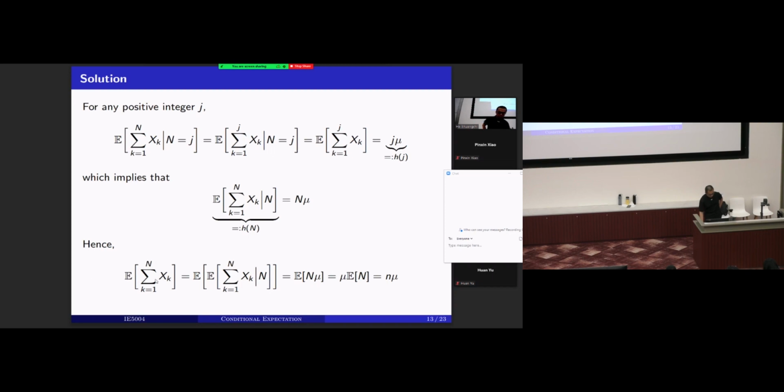So maybe let's first think of a simpler case. Suppose that we know that this n takes a fixed number. Then let's see what will happen here, right? Say, given that this random variable N takes value j, where j is a positive integer, then what is the expected value? It's written like this, right? Because the condition is that N takes value j, when you calculate this sum, you only need to sum up x1 up to xj, right? So from here, you have something here. We just replace this n with j.